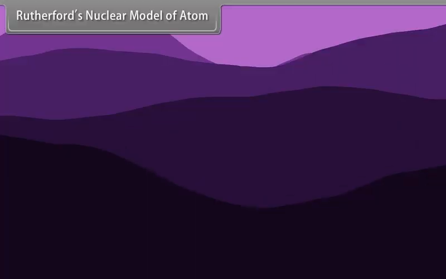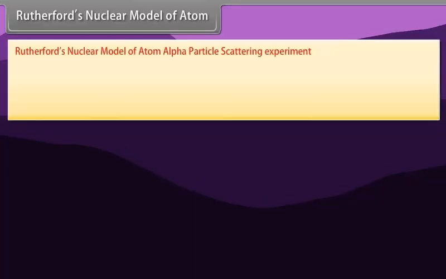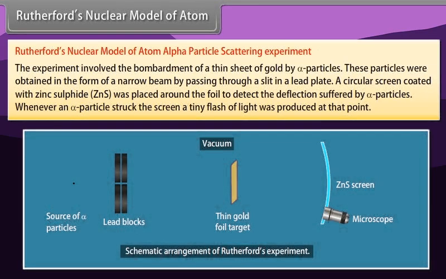Rutherford's nuclear model of atom. Rutherford's nuclear model of atom, alpha particle scattering experiment. The experiment involved the bombardment of a thin sheet of gold by alpha particles. These particles were obtained in the form of a narrow beam by passing through a slit in a lead plate.